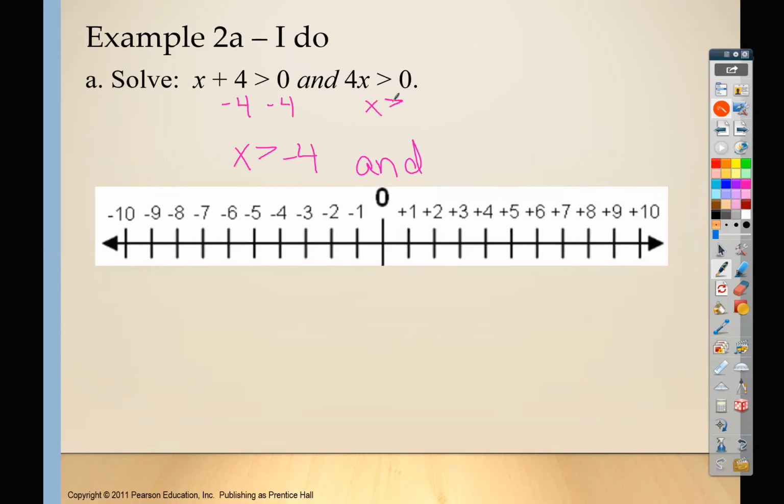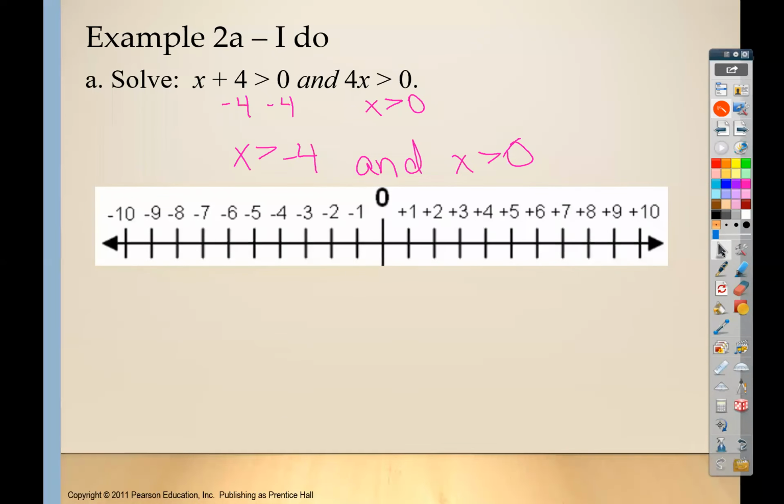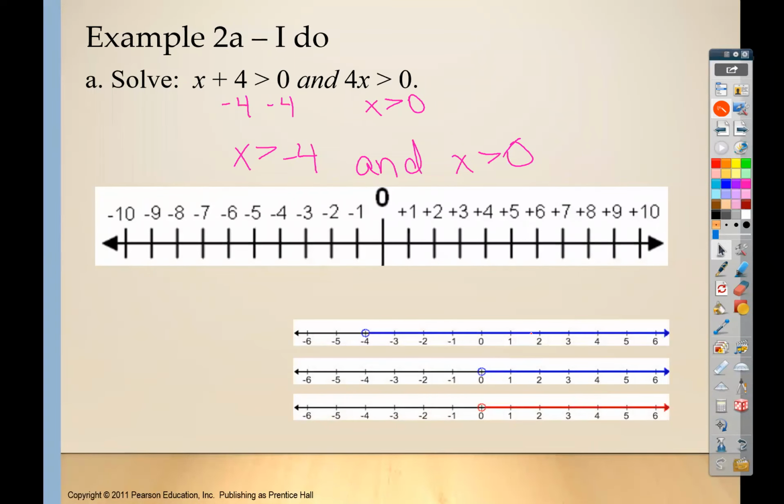And divide by 4: 0 divided by 4 is 0, so you get x > 0. What numbers are greater than -4 but are also greater than 0? You can see greater than -4 in the first line, greater than 0 in the second line. This red line is going to show where both of those are. So it would be greater than 0. We go like that. You don't graph the ones right here because those are not also greater than 0.